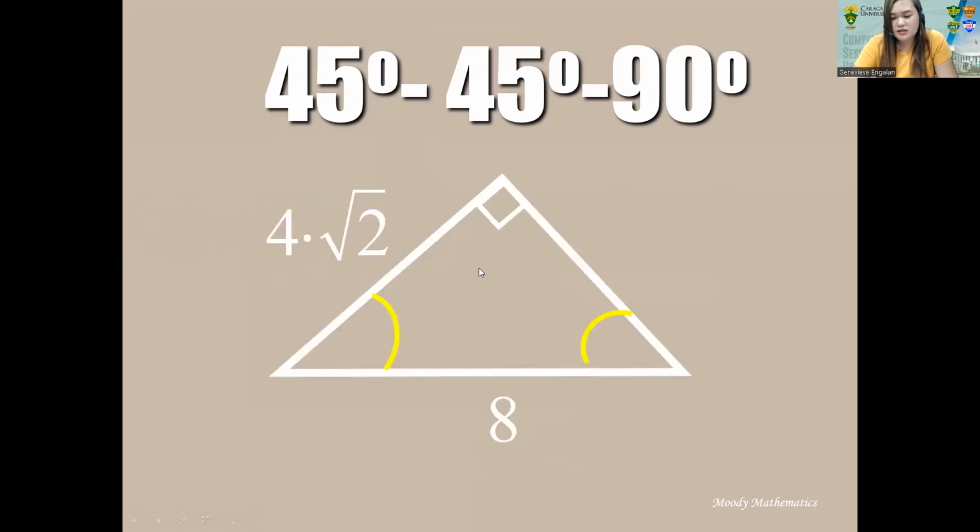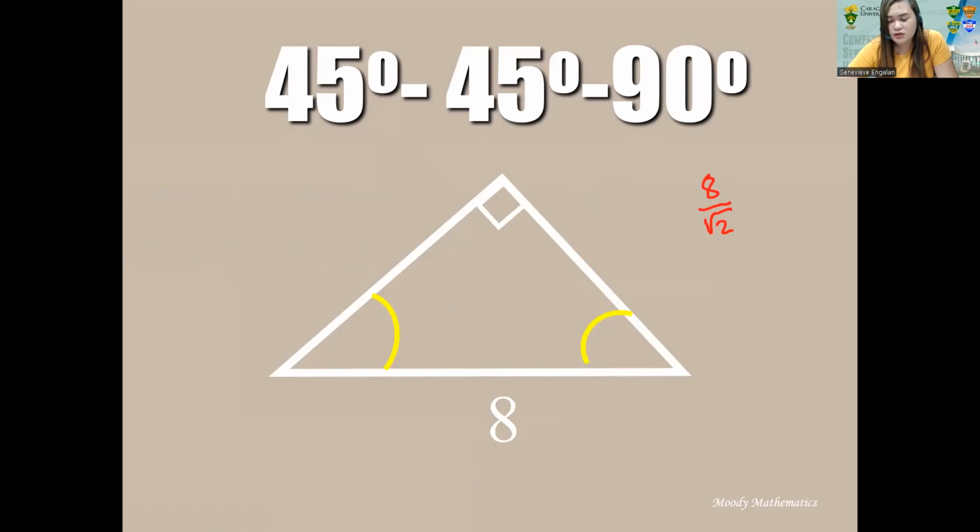Okay, how about this? The hypotenuse is 8. Okay, the hypotenuse is 8. So, to solve, you have 8 divided by square root of 2. Right, the hypotenuse is the leg times square root of 2.